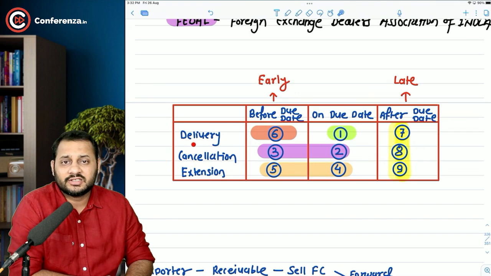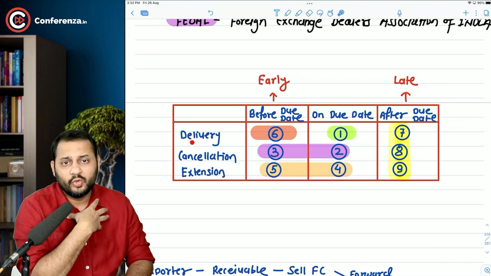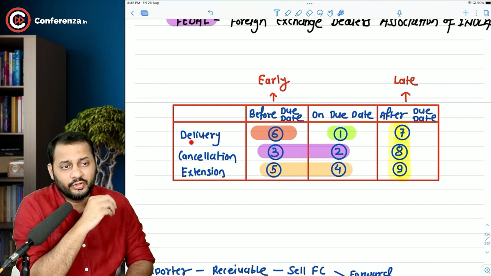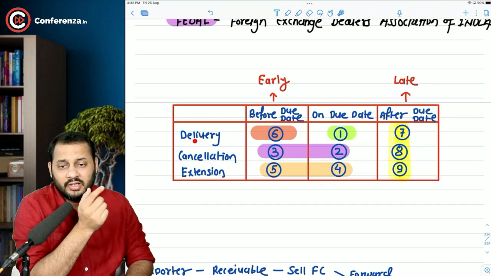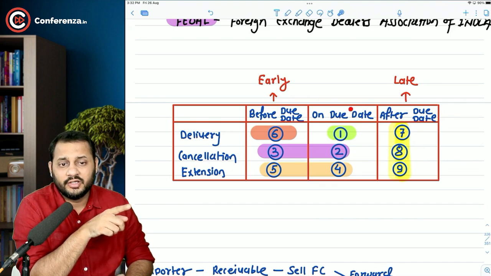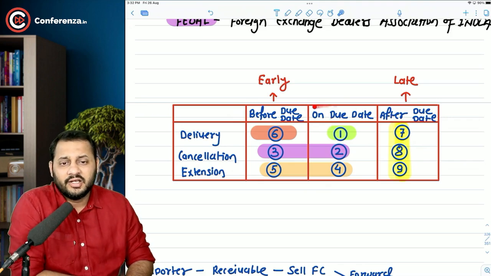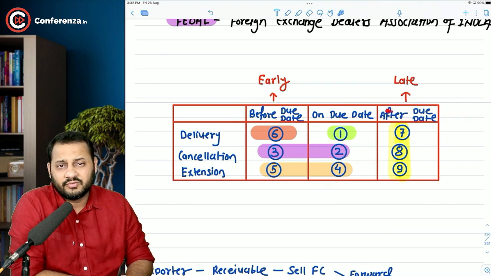So first of all, let's start with the simple part, delivery. You want to deliver the contract, that means the foreign currency. So if you are an exporter, you want to sell the dollars to the bank, and the bank wants to buy them. Now, the delivery can happen before due date, on due date, and after due date. In what circumstances will delivery be before or after due date?